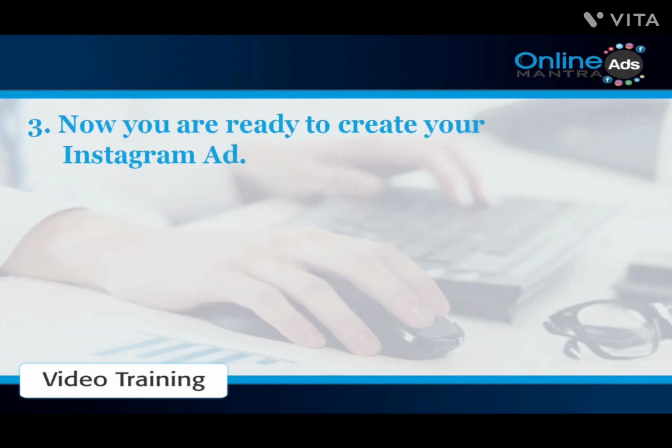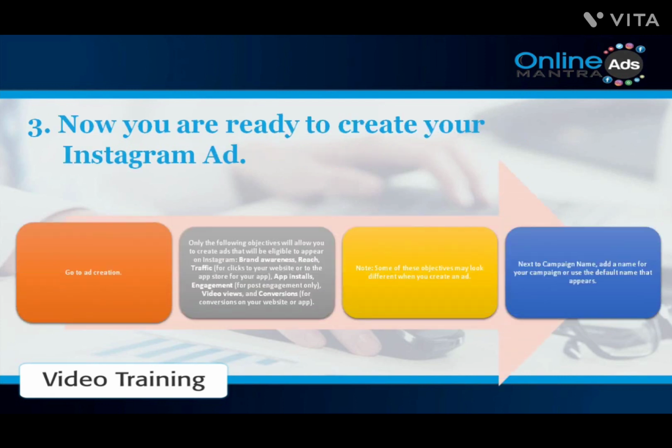Now you are ready to create your Instagram ad. Go to Ad Creation. Only the following objectives will allow you to create ads that will be eligible to appear on Instagram: brand awareness, reach, traffic for clicks to your website or to the App Store for your app installs, engagement for post engagement only, video views, and conversions for conversions on your website or app. Note, some of these objectives may look different when you create an ad.